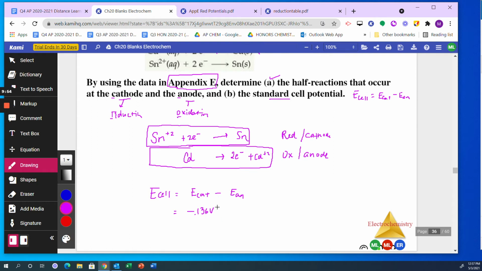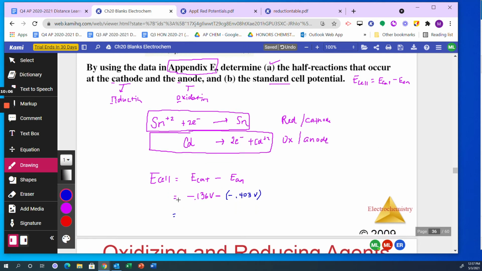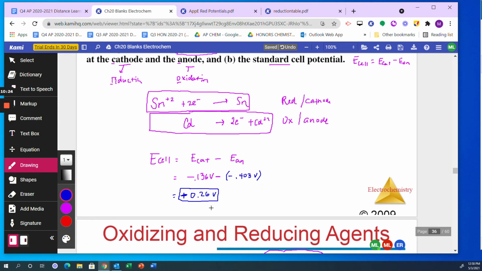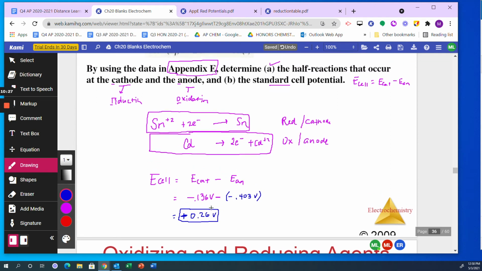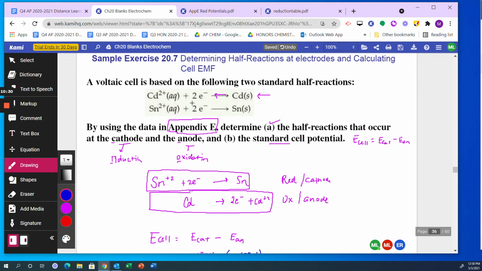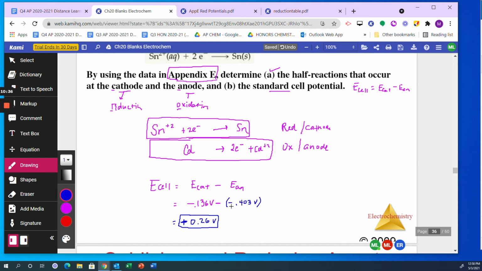This negative will cause this negative 0.403 to become positive, which will make my reaction have a positive voltage, which is going to be 0.26 volts. Because this is positive, it is spontaneous because you're able to get some potential, some energy out of that. So electrons move across. Okay, so that's how you do it. When they give you two reactions, find the one that is going to be the reduction and the oxidation, and then plug in the voltage in the formula.